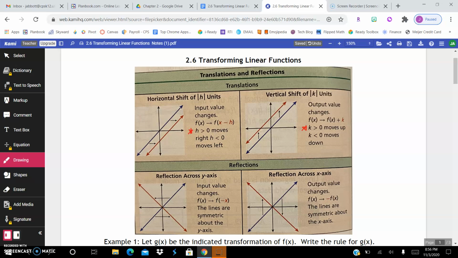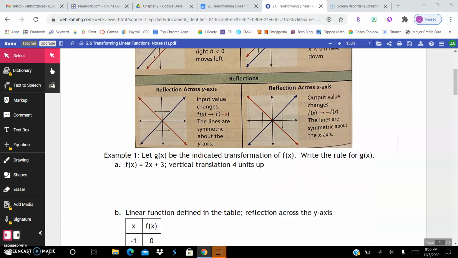And then the reflection across the y-axis: if you're going to flip it over the y-axis, then your x just becomes negative. If you're going to flip it across the x-axis, then your whole function becomes negative, or opposite. So that chart will be handy to you for your assignment and your upcoming test.